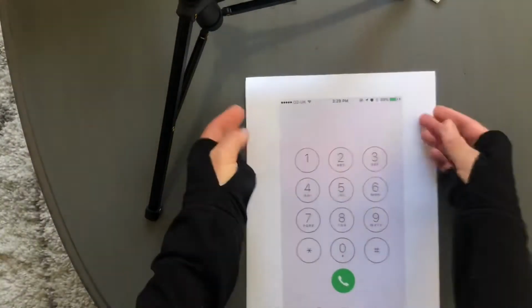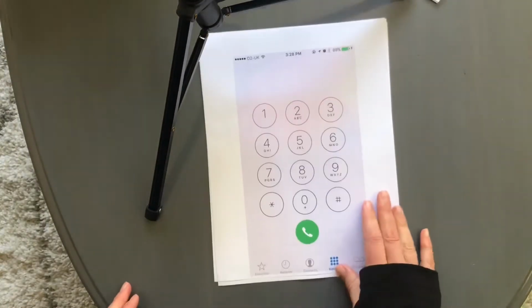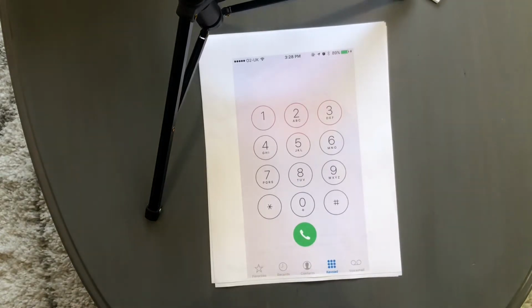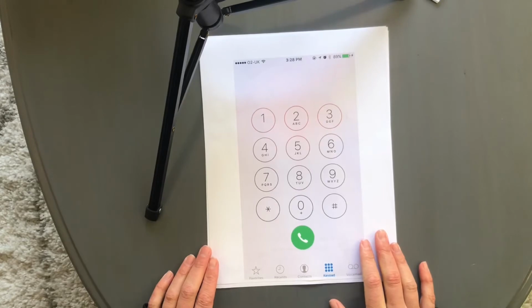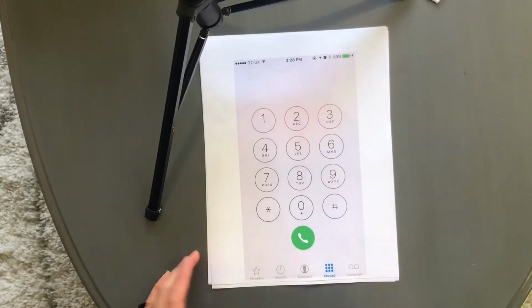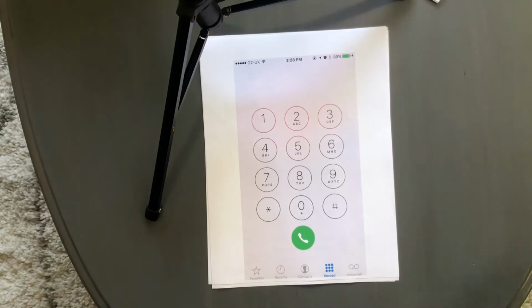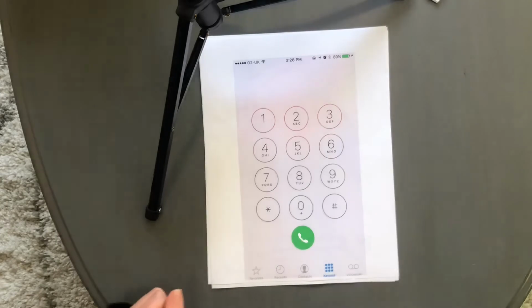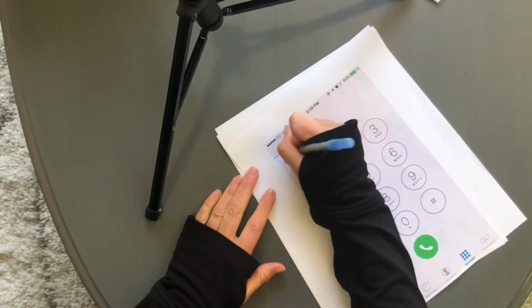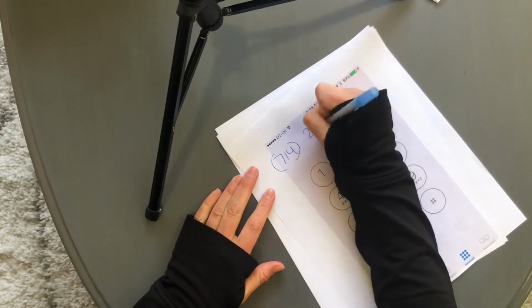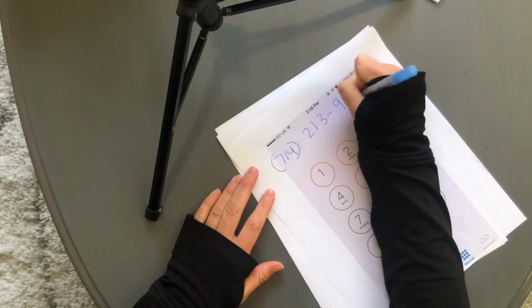Several of the students I sent home with this paper that mimics a cell phone keyboard. In class, I have several actual phones, but I didn't have enough to send them home with each student. So I sent this home instead. And the idea is that they practice putting in their phone number. A few of my students can do this completely by themselves, and a few students require assistance. For the students that require assistance, what I have found most effective is, let's say, 2, 1, 3, 9, 5, 7, 4.